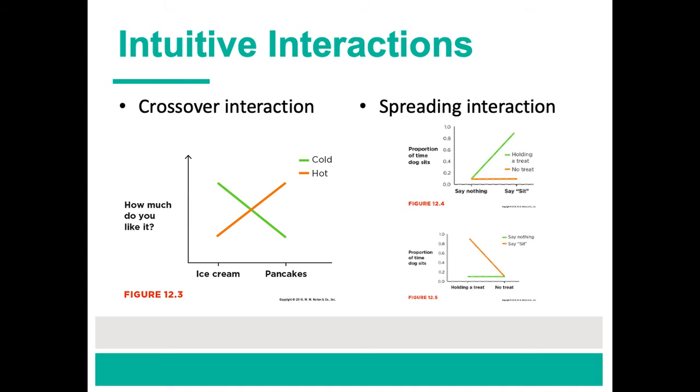On the right there, the spreading interaction is just depicted in two different ways, but it's basically showing the same information, which is interesting. Showing either the decline in proportion of sits or the increase in proportion of sits, depending on whether the treat is there.